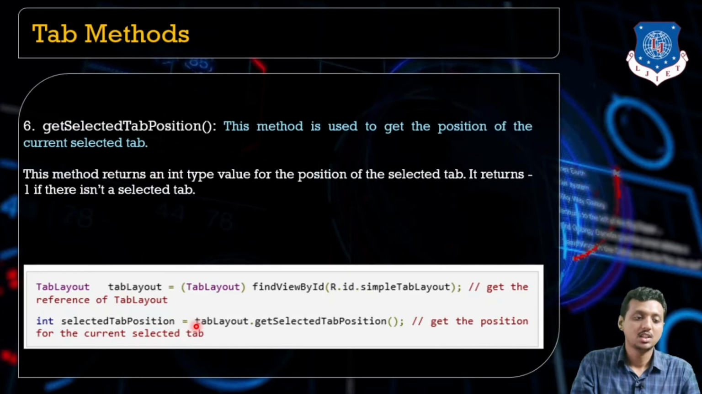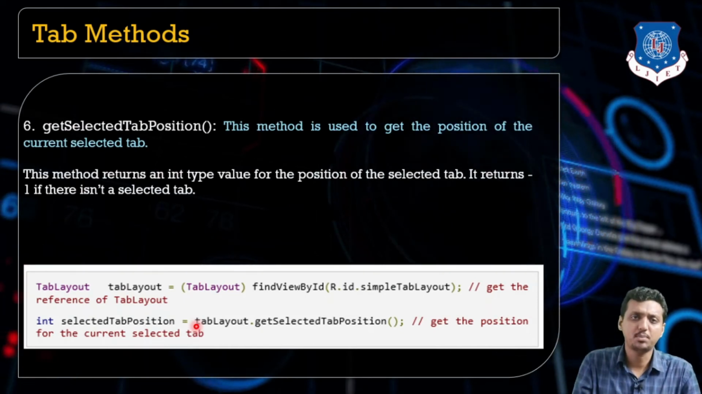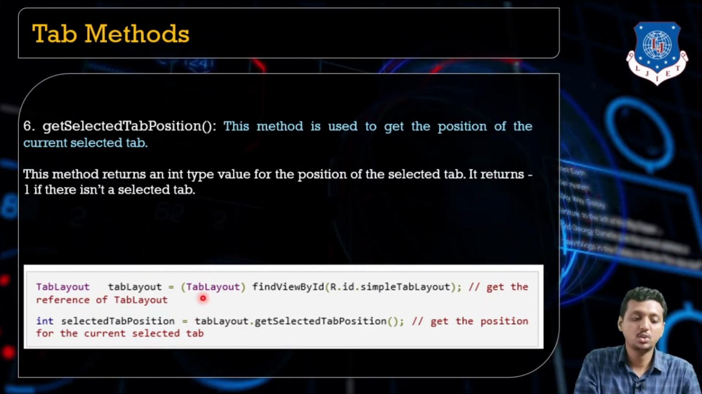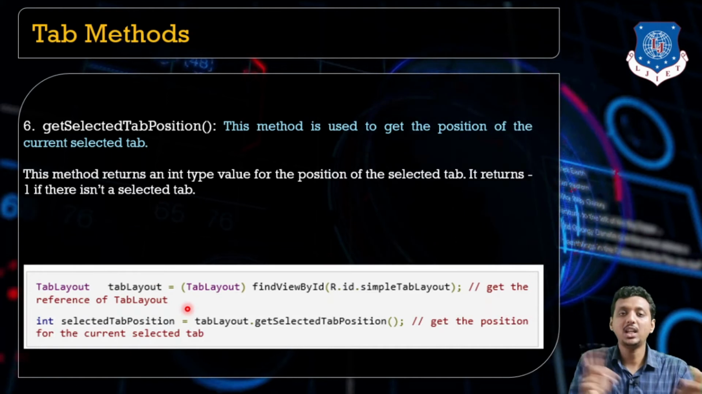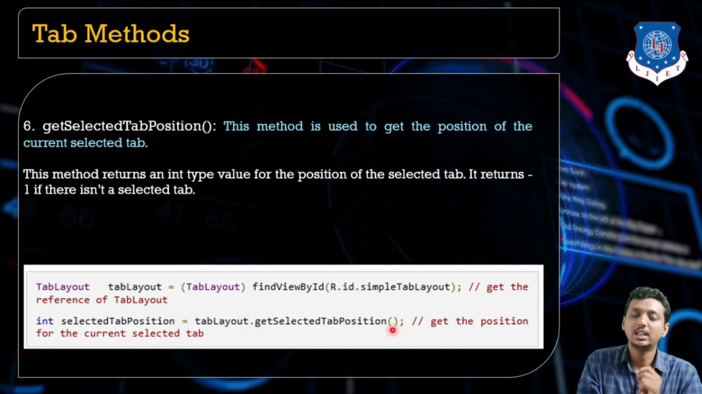That means this tab is situated at the second position and by default becomes selected. The next is getSelectedTabPosition. If you want to fetch which tab is selected right now, then you can call it like this. First you need to reference the binding with the tab layout and then call a method like tabLayout.getSelectedTabPosition.